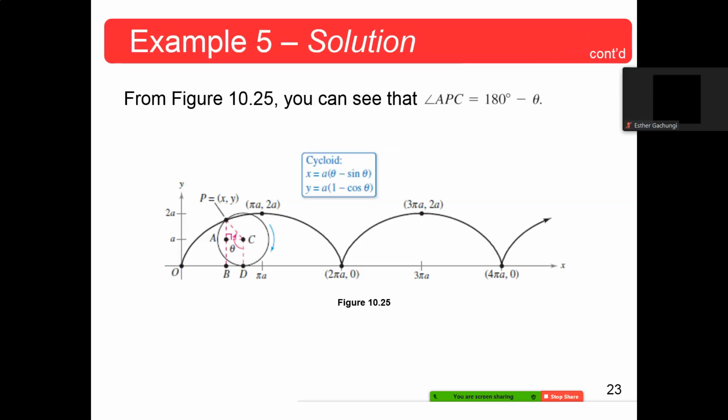Okay, here it is. From this figure, you can see that the angle APC, and that's not a particularly pretty angle, okay? It goes from here to there to there. Now, why they chose that angle, I'm not really sure, okay? But this angle here, A to P to C, is 180 degrees minus your theta.